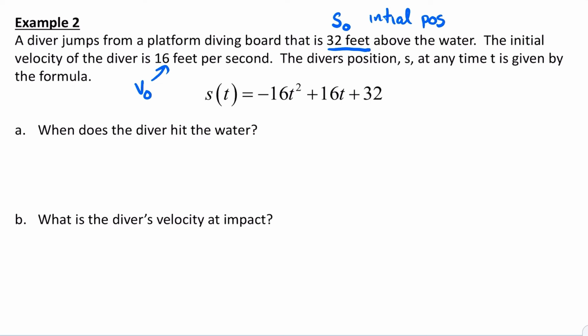Okay, so I have to figure out when the diver hits the water. So his distance above the water is 0 when he hits the water. So I set this equation equal to 0.